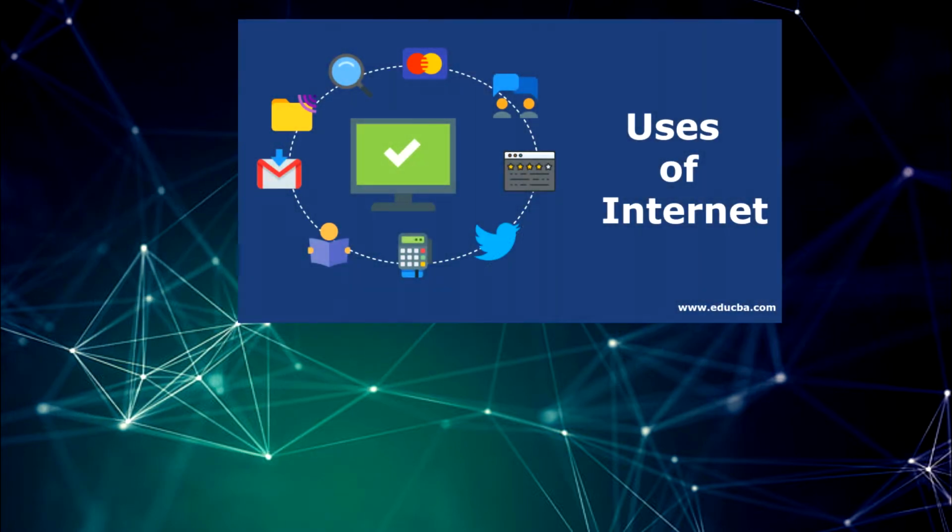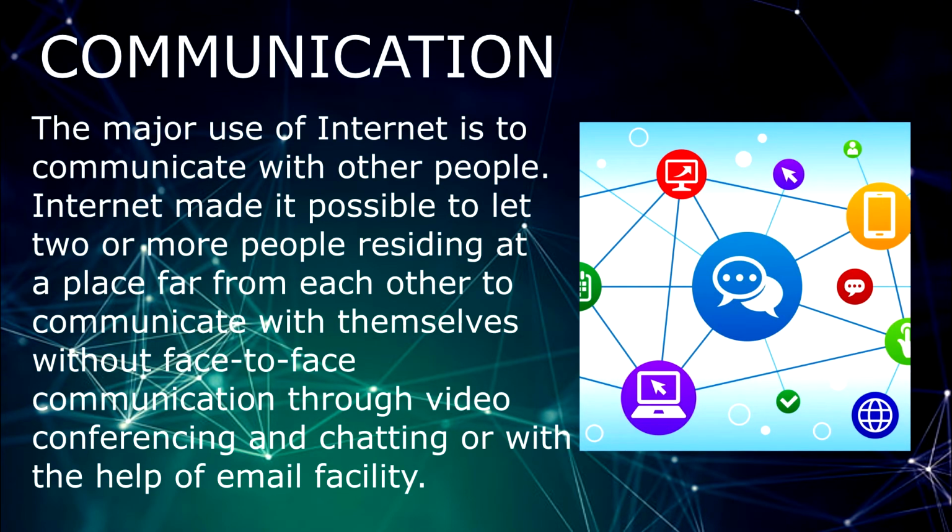Uses of the Internet. Here is a summary of the uses of the Internet in different fields. First, communication. The major use of the Internet is to communicate with other people. The Internet made it possible for two or more people residing far from each other to communicate without face-to-face communication, through video conferencing and chatting, or with the help of email.